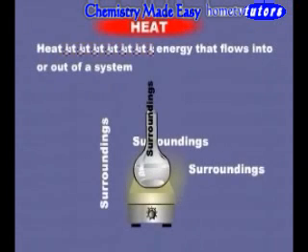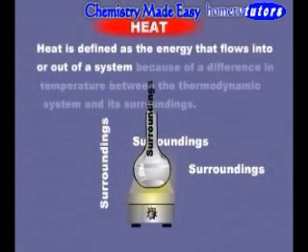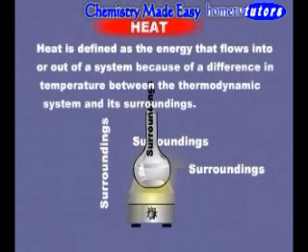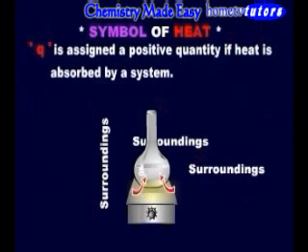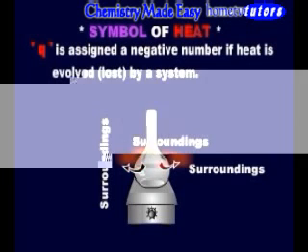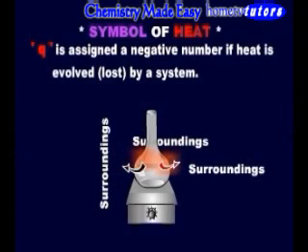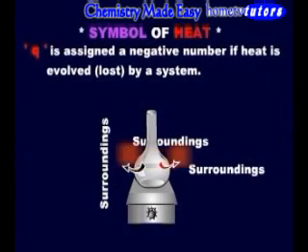Heat is defined as the energy that flows into or out of the system because of a difference in temperature between the thermodynamic system and its surroundings. Heat is denoted by the symbol Q. Q is assigned a positive quantity if it is absorbed by a system. On the other hand, it is assigned a negative number if heat is evolved by a system.